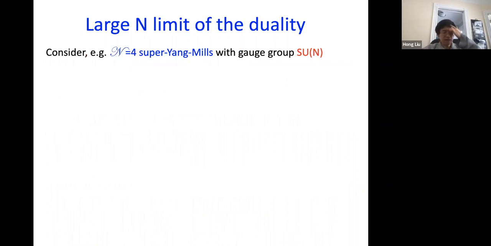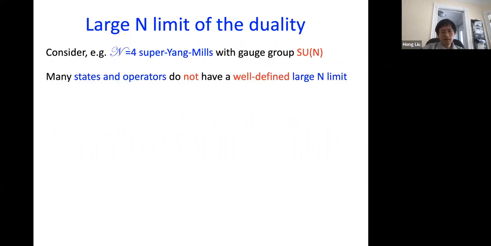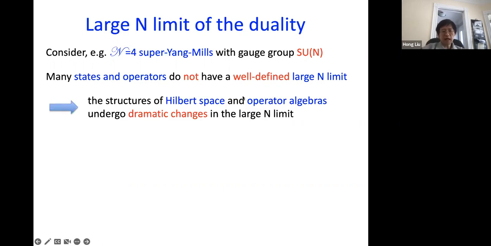Now let me say a few words about the large N limit of the duality. It's always good to keep some examples in mind. For example, take a gauge theory with gauge group SU(N). In the large N limit, many states and operators don't have a well-defined large N limit. That means in the large N limit, you should only focus on those states and operators which do have well-defined limits. And if you restrict only to those operators and those states, then the structures of the Hilbert space and operator algebras can undergo geometric changes in the large N limit.